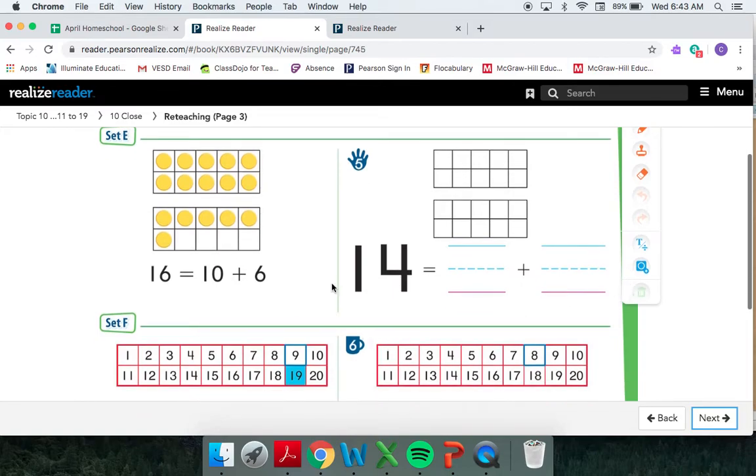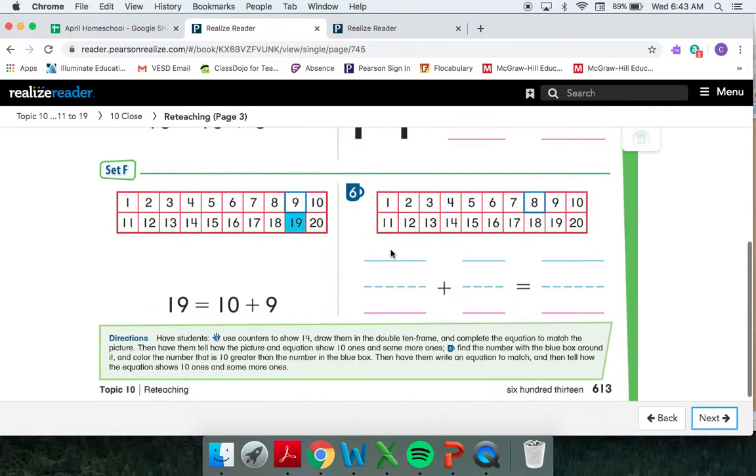It looks like we're just continuing with this type of problem. This time we're making 14. Down here on the bottom, again, if you read the instructions, it'll tell you how to complete this problem. It says find the number with the blue box around it and color the number that is 10 greater. So some students will know that just the number right below is 10 more. Some students will actually need to count 10 more on their number line here.